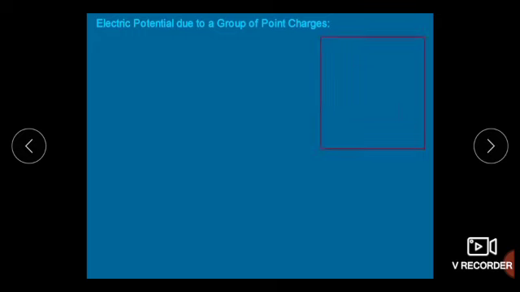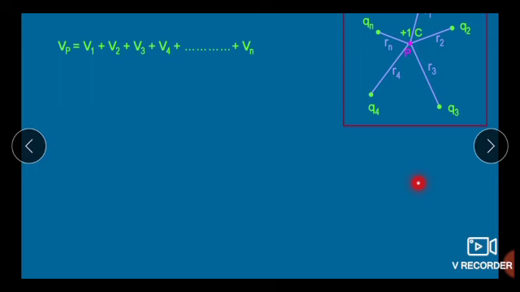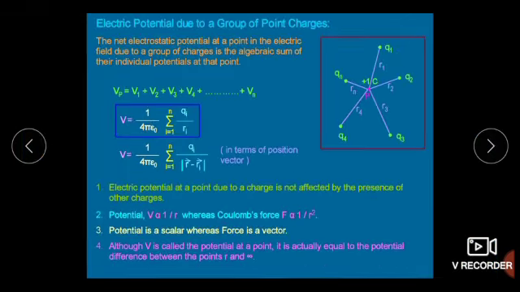Electric potential due to a group of point charges. Just like in the case of the electrostatic field, where we use a vector sum, here the potential should simply be added algebraically. The net potential at a given point is the sum of potentials due to the group of charges acting. Potential V is inversely proportional to R, whereas the force and the field obey the inverse square law, meaning inversely proportional to the square of the distance. Potential is a scalar, whereas force and electrostatic field are vector quantities.